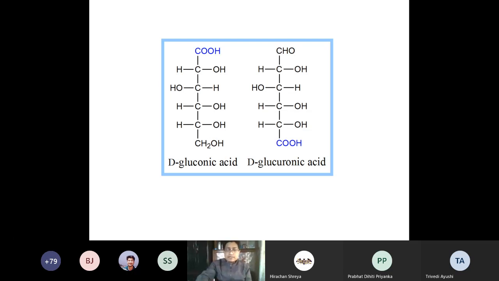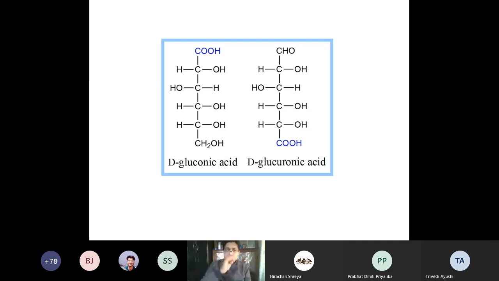In this case, this is the glucose molecule, except that the first carbon, the aldehyde group, is oxidized to a carboxylic group, COOH, as you can see. And in this other case, the first group is not oxidized, but the last group is. If the first group is oxidized, they are known as aldonic acids, and if the last carbon is oxidized, they are known as uronic acids. This is the specific case of glucose. That's why this is D-gluconic acid, and this is D-glucuronic acid.